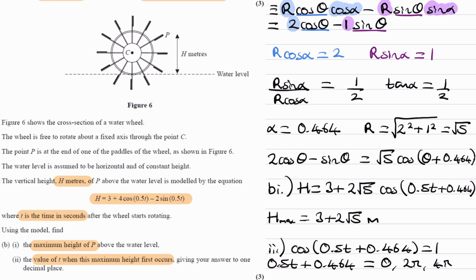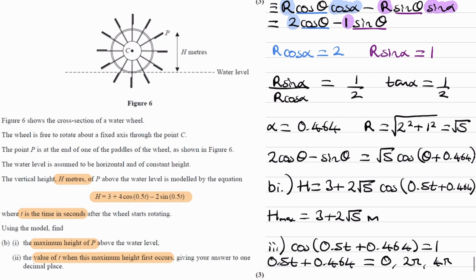So what we want to do is work out the times using the equation for height that we have over here, and set h equal to 0. That will be when P is at the surface of the water. Once we have those times, we find the difference between them, and we will get one of two things.